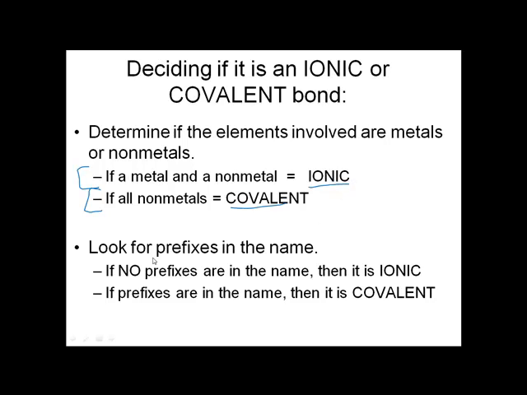If we're just given a name, we look for prefixes. If there's no prefixes, then it's ionic. So like aluminum chloride or copper 2 nitrate. None of those have prefixes. Those are both ionic substances because we have a metal bonded to a nonmetal or a polyatomic ion. If we have prefixes in the name, then it's covalent.